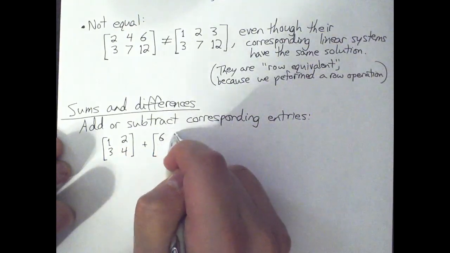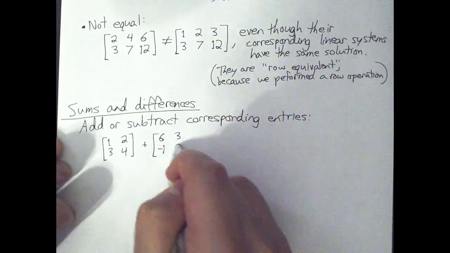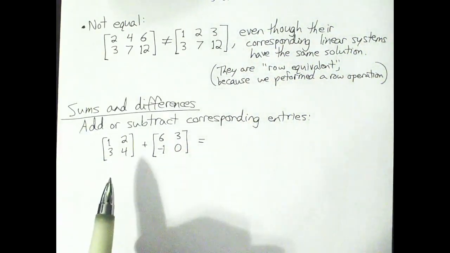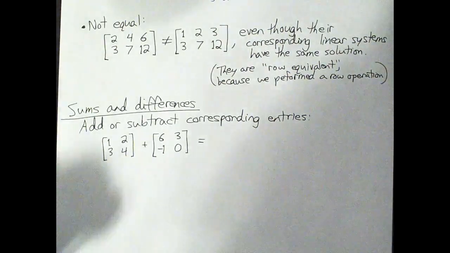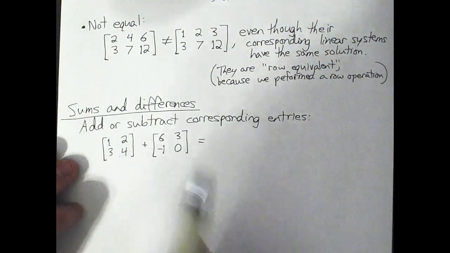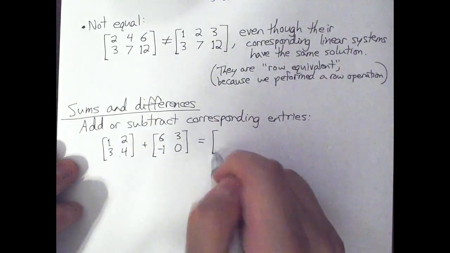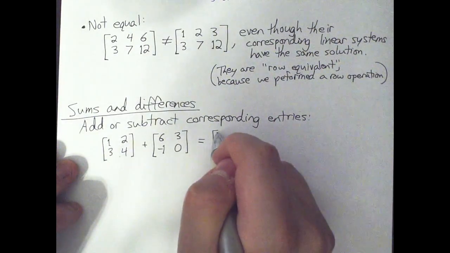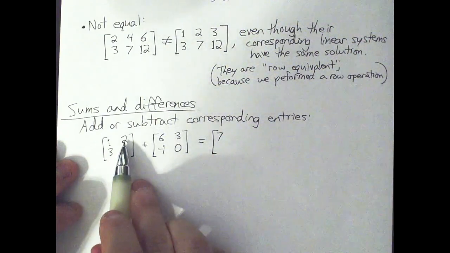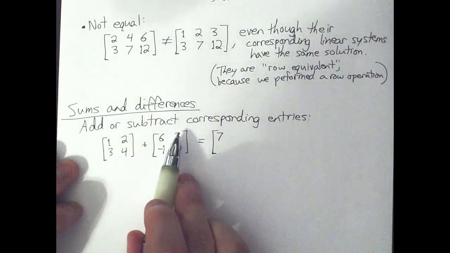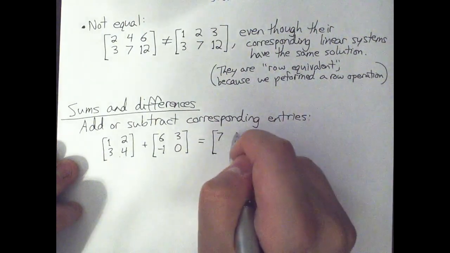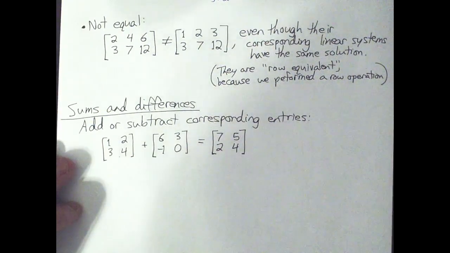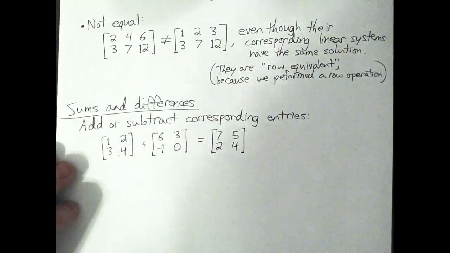This matrix plus this matrix. All we do is add the corresponding entries. So this is a 2 by 2 plus a 2 by 2. The result is also going to be 2 by 2, and the entry in the upper left gets added to the entry in the upper left. 1 plus 6 is 7. The entry in the upper right gets added to the entry in the upper right. 2 plus 3 is 5, and so on. So we can add the corresponding entries. That's how you add two matrices.